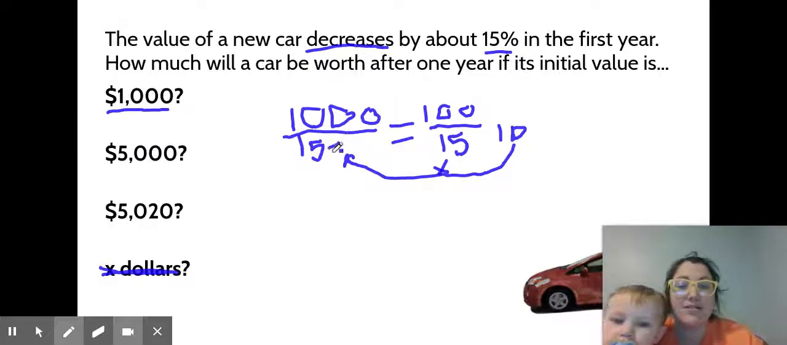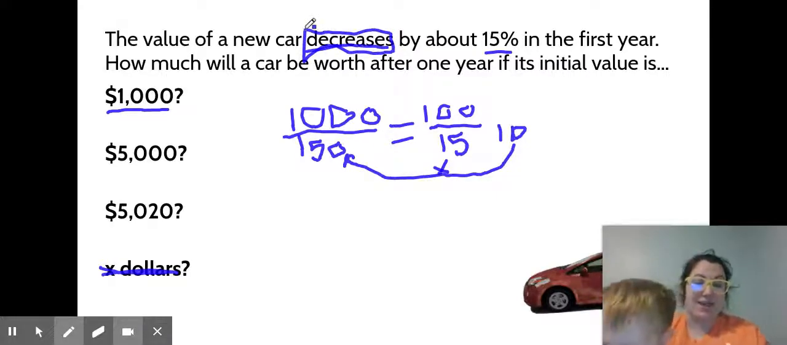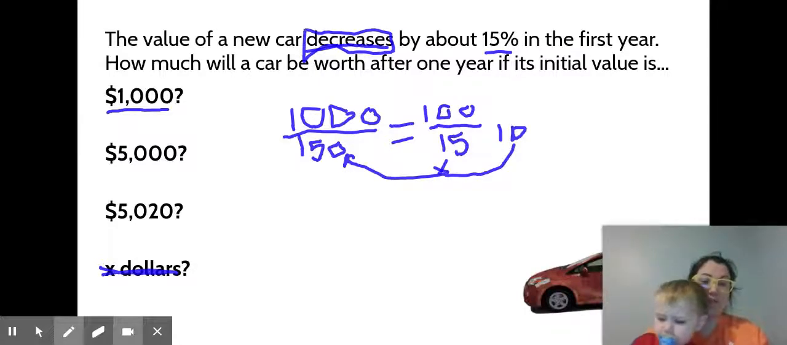And so, yes, that's what 15% is, but we've got to go back to our problem and look. It's decreasing. So remember, increasing is adding on. Decreasing is going to be taking away, going to be subtracting. So we're going to do 1,000 minus 150, and we should get $850.